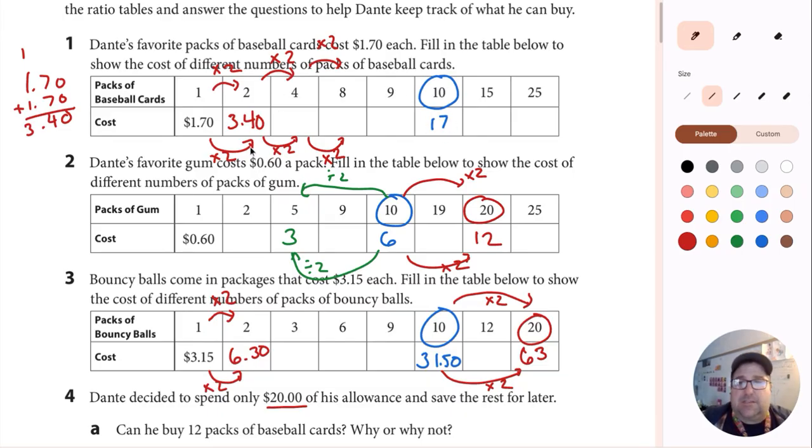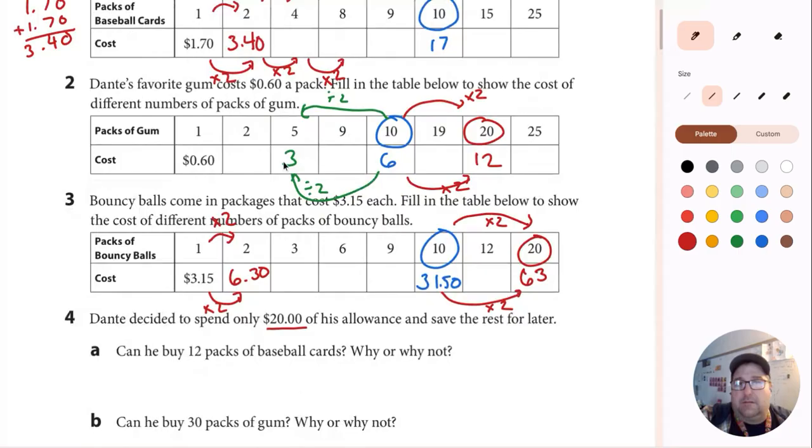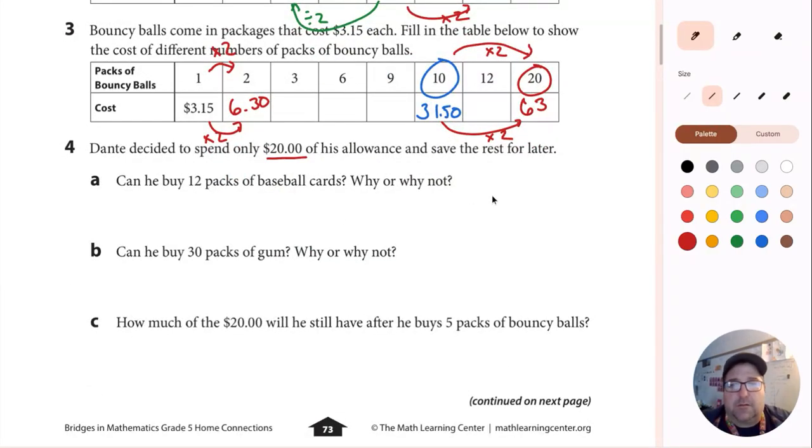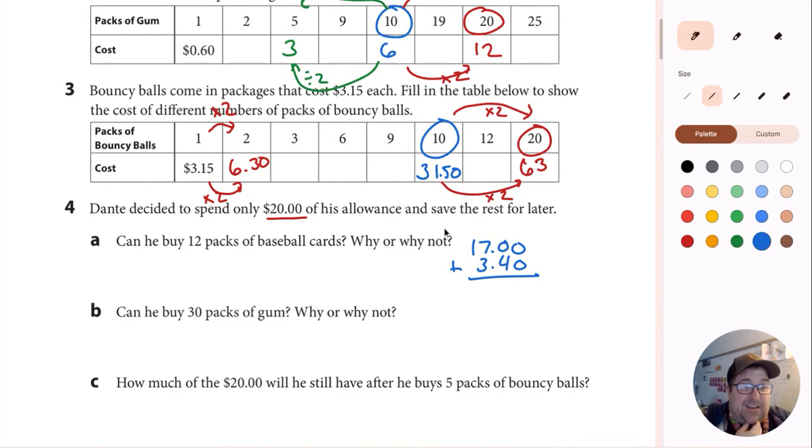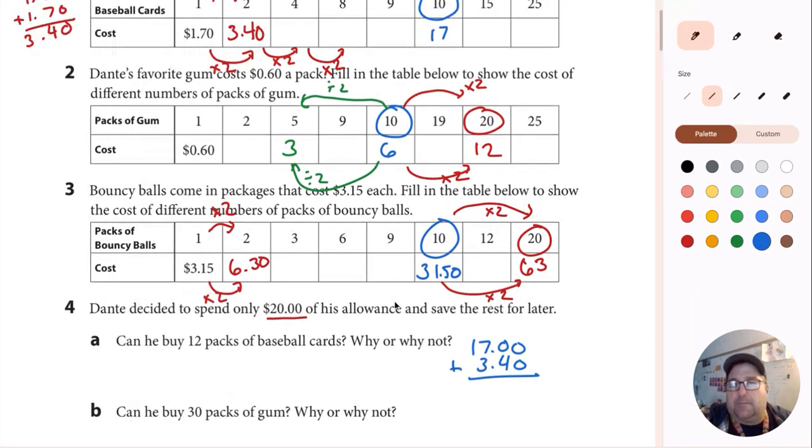So let's see, $17 plus 340. Okay, so we just got to add the $17 and the 340. We got that from up here. Does it look like he's got enough? Will $20 be enough? I don't know. Figure it out, guys. How about 30 packs of gum?